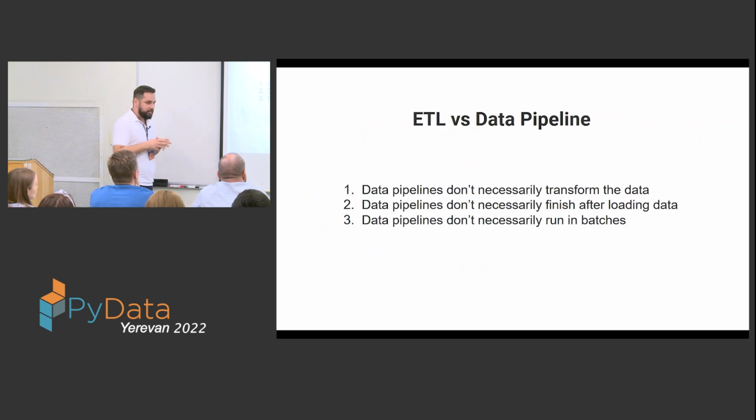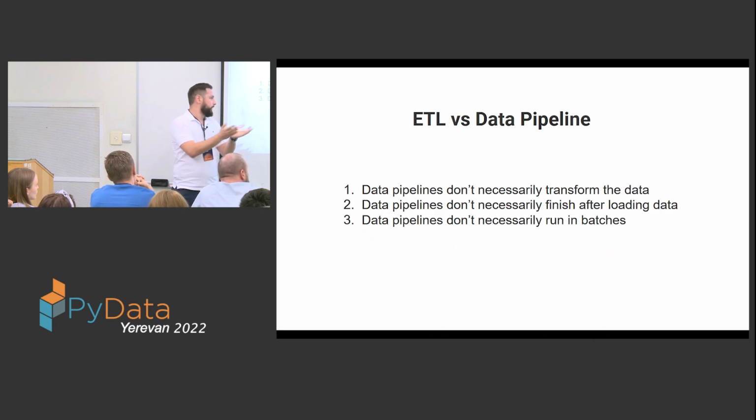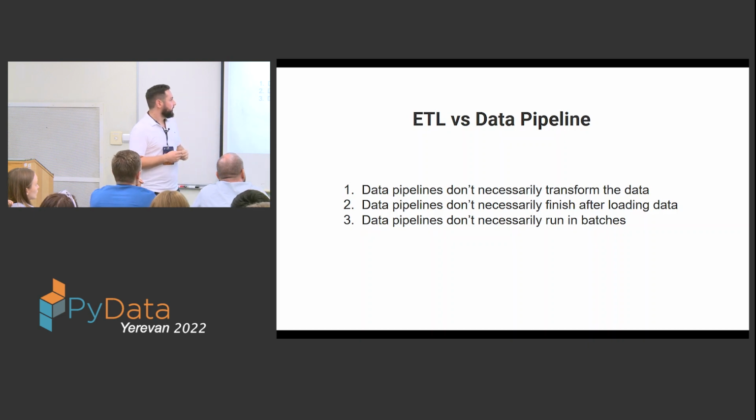People quite frequently get confused about the difference between ETL and data pipeline. Actually, ETL is a subtype of data pipeline. A data pipeline doesn't necessarily transform the data. In case of ETL, we have extract, transform, load, 3 stages. In case of data pipeline, it can be just moving data from A to B. It can be moving data from one database to another database, and it's not necessary to run a transformation operation.